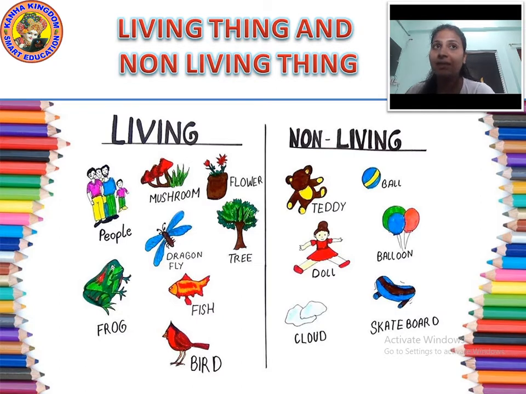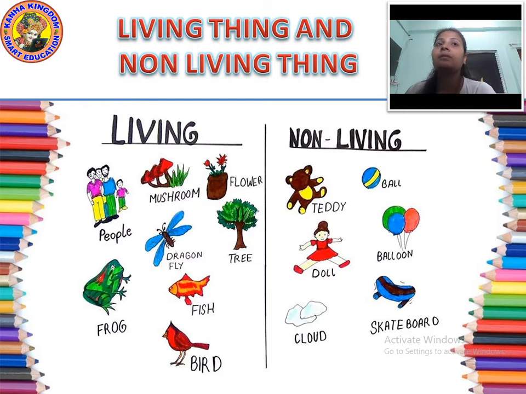Okay, living things breathe. Living things feel. Living things feel things, like we feel the temperature, we feel what is hot, what is cold. Okay, if we touch things, we feel. So living things can feel, but non-living things cannot feel.